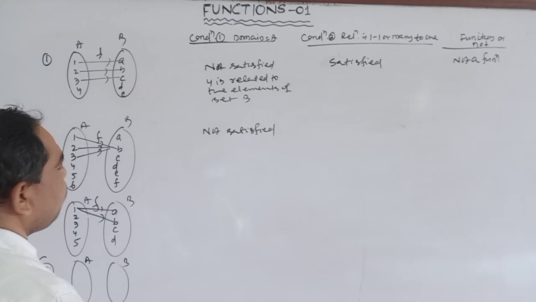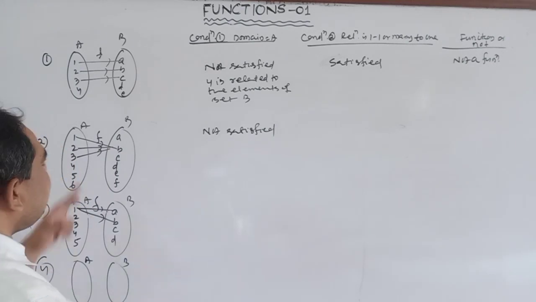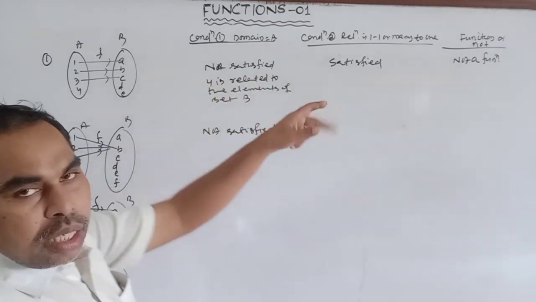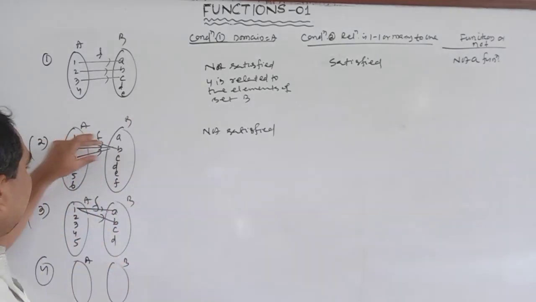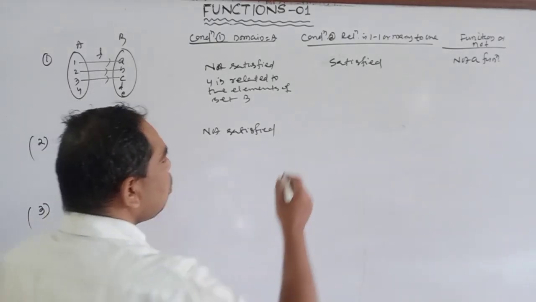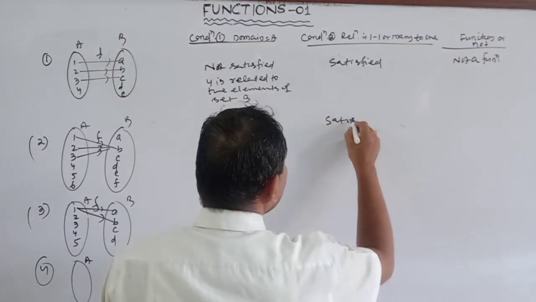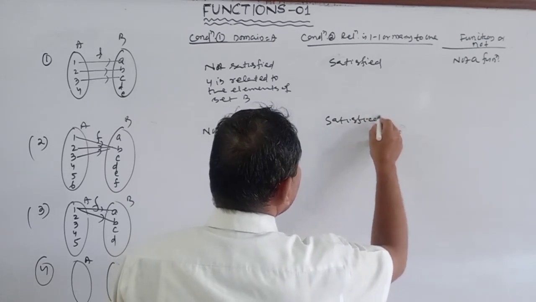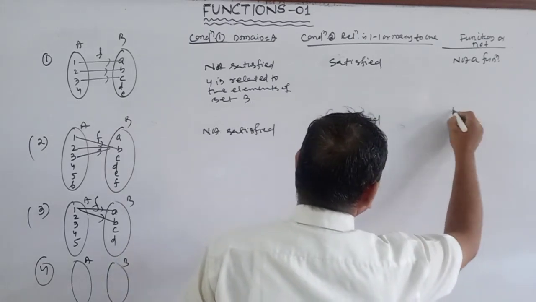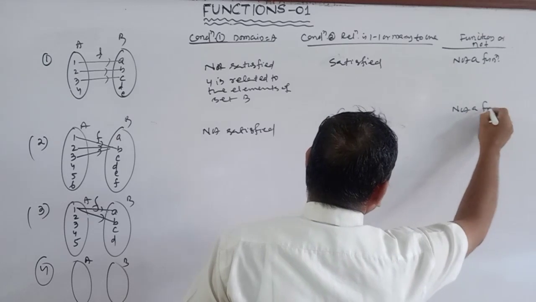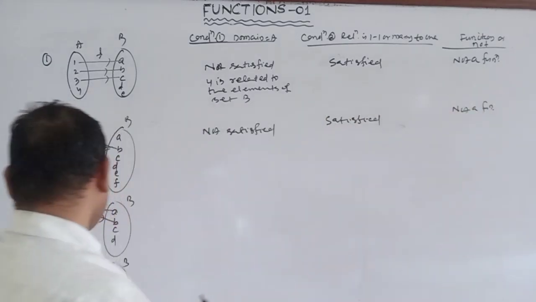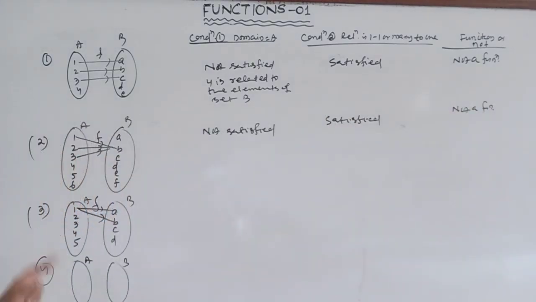Okay, condition 2 is satisfied. The relation is many to 1, so this many to 1 relation is satisfied. Condition 2 satisfied, so it is not a function. Okay, next, question number 3.